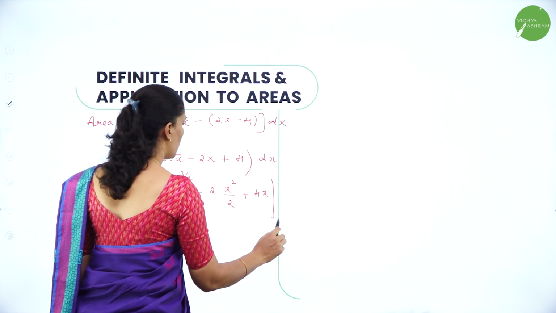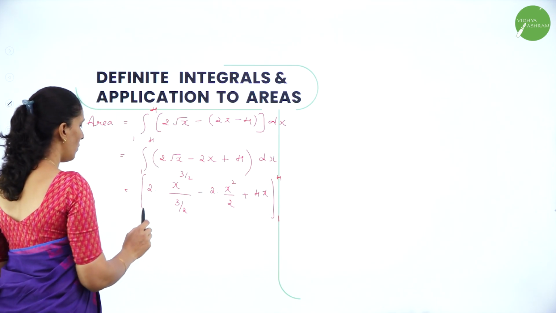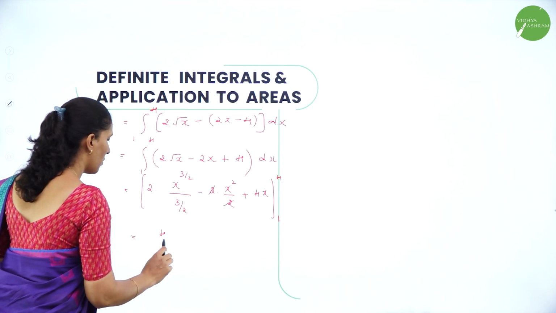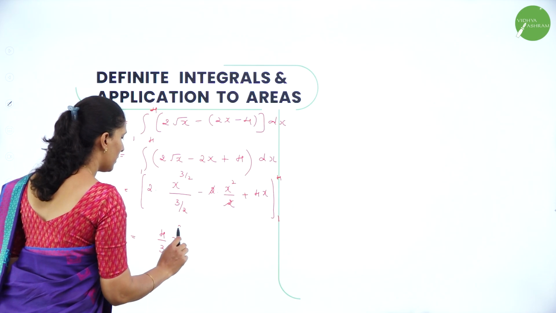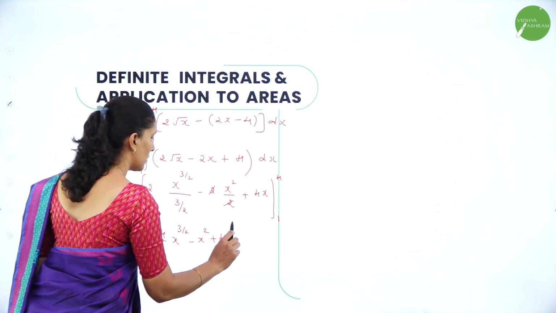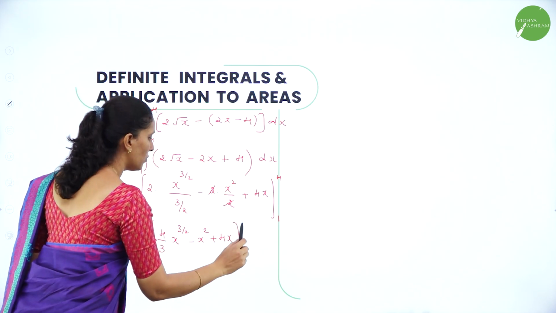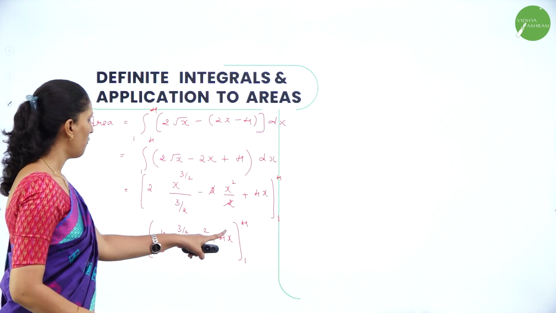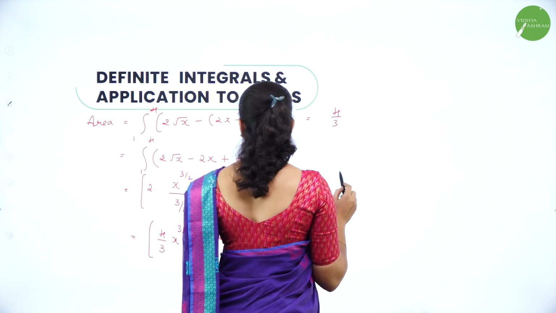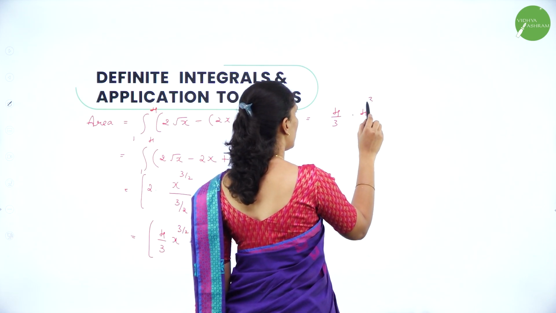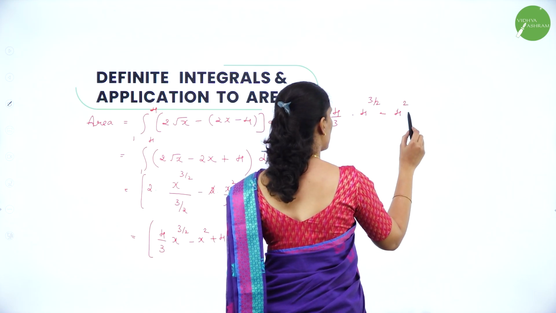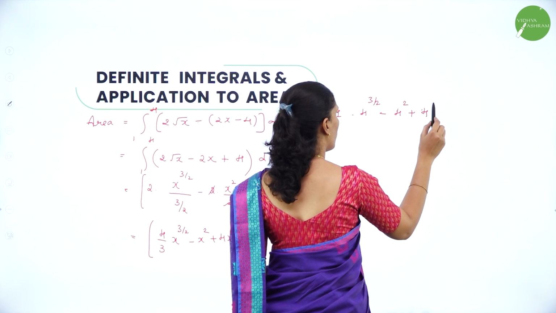So, we have here 1 to 4. Now, 2 and 2 get cancelled. So, this becomes 4 by 3 x to the power 3 by 2 minus x square plus 4x, limits from 1 to 4. So, let us apply the upper limit first. So, we have here 4 by 3, 4 to the power 3 by 2, minus 4 square plus 4, again it becomes 4 square.